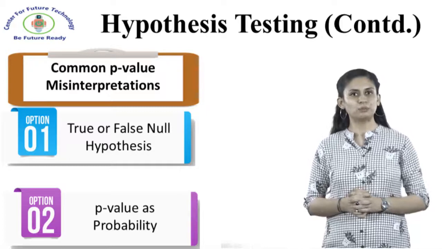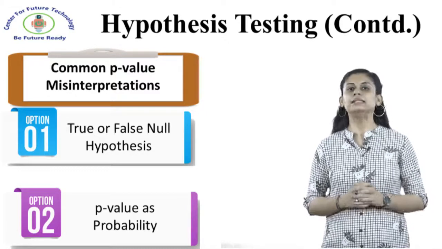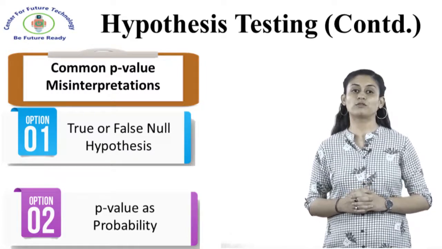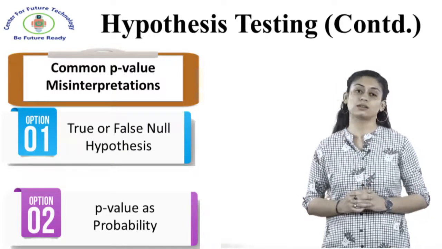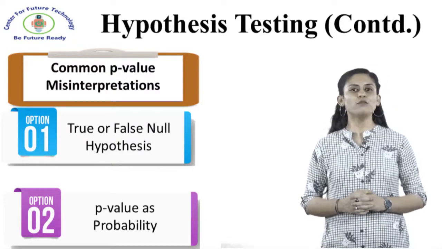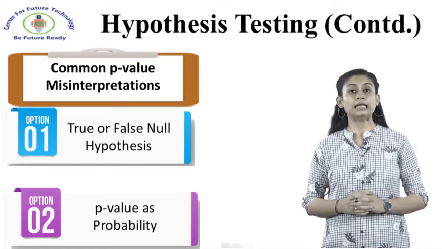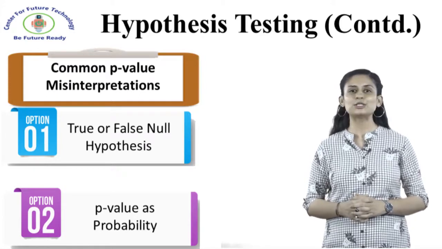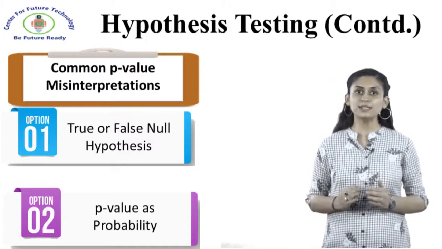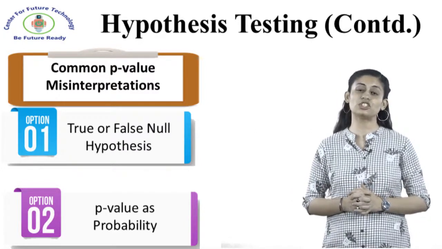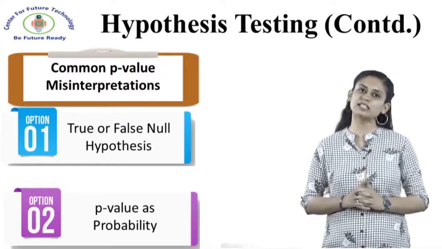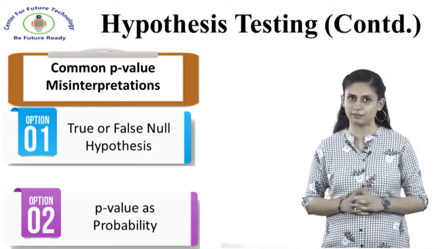Common p-value misinterpretations. This section highlights some common misinterpretations of the p-value in the result of a statistical test. True or false null hypothesis: the interpretation of the p-value does not mean that the null hypothesis is true or false. It does mean that we have chosen to reject or fail to reject the null hypothesis at a specific statistical significance level.